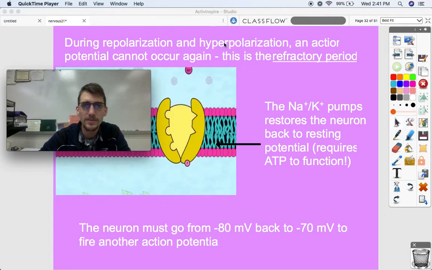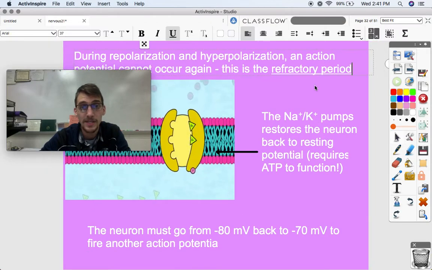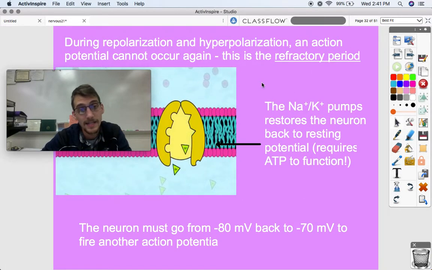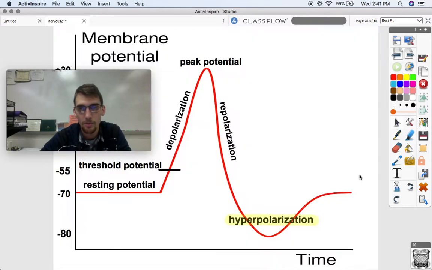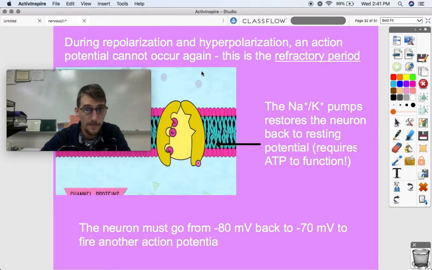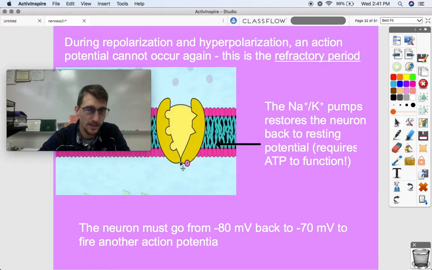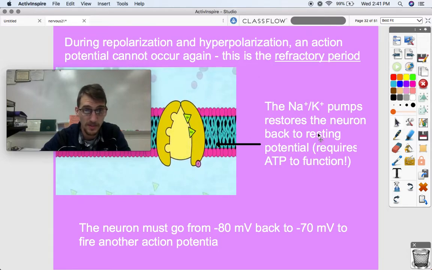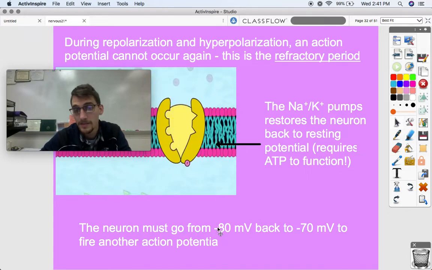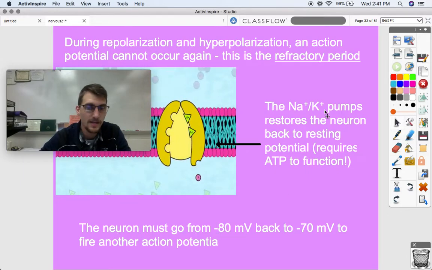So during repolarization and hyperpolarization, an action potential cannot occur again, and that's what we call the refractory period. Right down here, in this range, right before we get back to resting potential, is the refractory period. You can't fire another action potential until resting potential has once again been reached. The sodium potassium pump is going to do that, and the neuron must go from negative 80 back to negative 70 in order to fire another action potential.